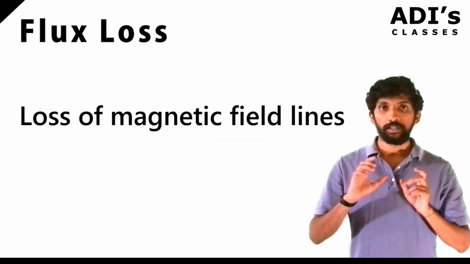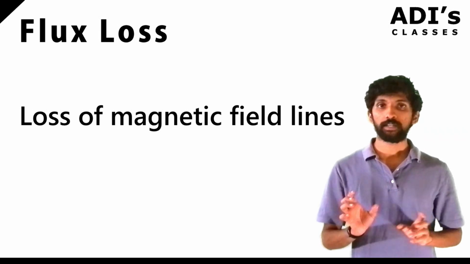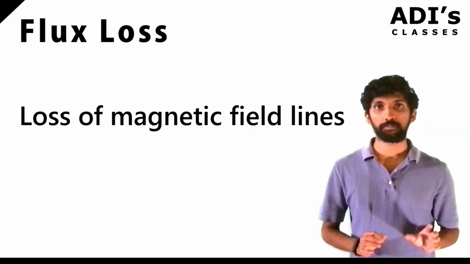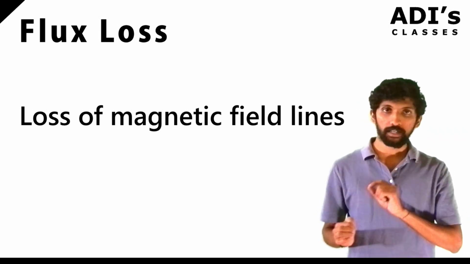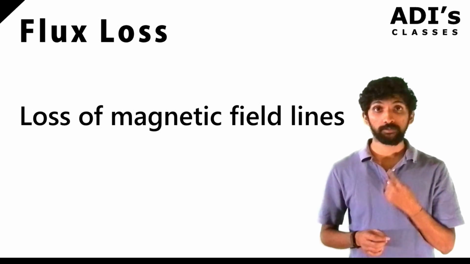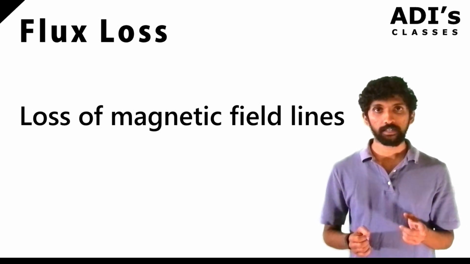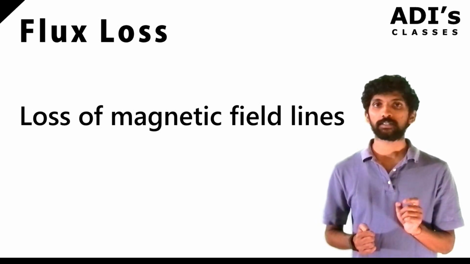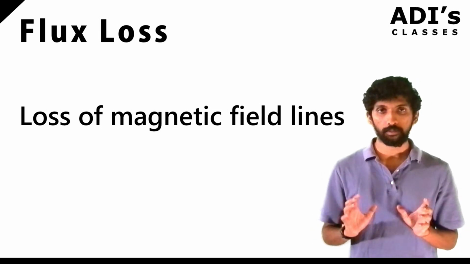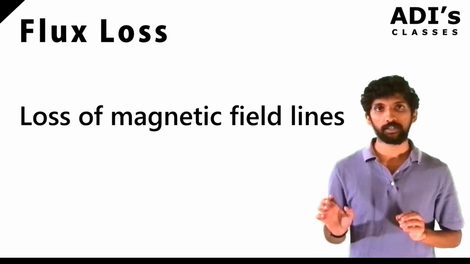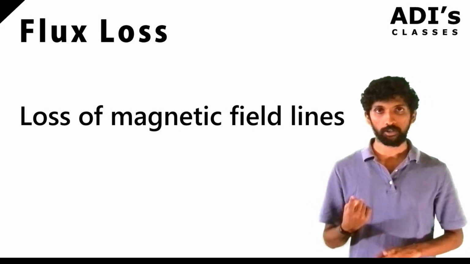See, never in a transformer are the primary and secondary coil completely coupled. That means there is magnetic flux which is linking with the primary and the secondary. So some of the flux lines will not link, meaning there is a loss of magnetic flux. So this is one of the losses.